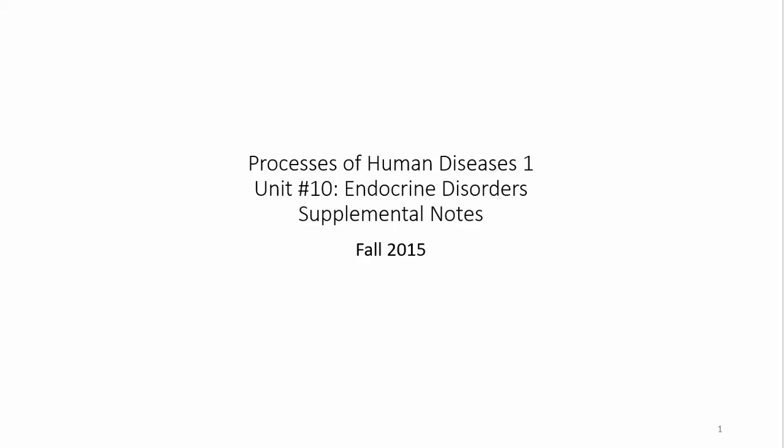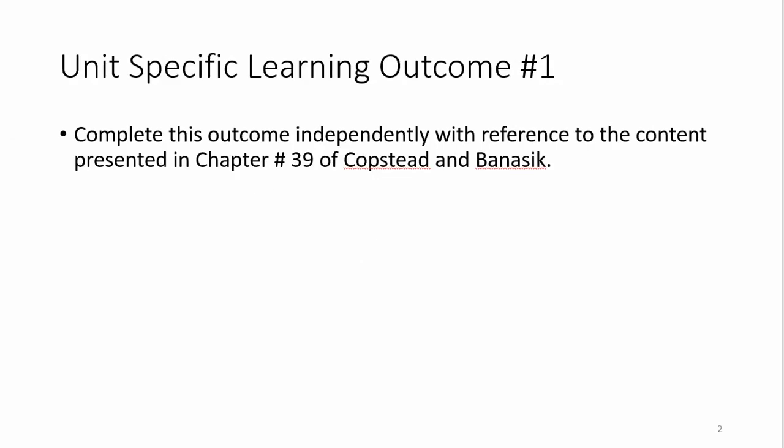So this is Nursing 2533, Process of Human Diseases 1, Unit 10. It's on endocrine disorders. Now, the learning outcome number 1 that's posted on Blackboard is to review the workings of the endocrine system. We did this in AMP1 in some detail. It's in chapter 39, so I'm going to leave it up to you to review.